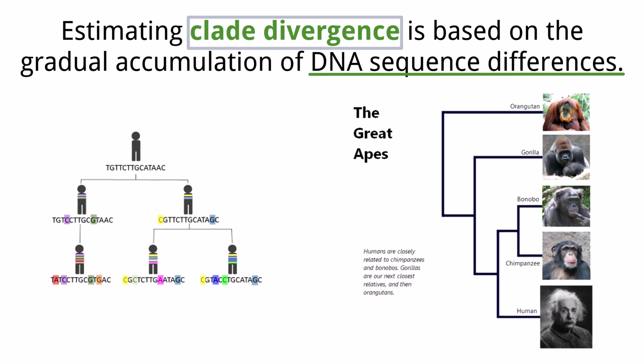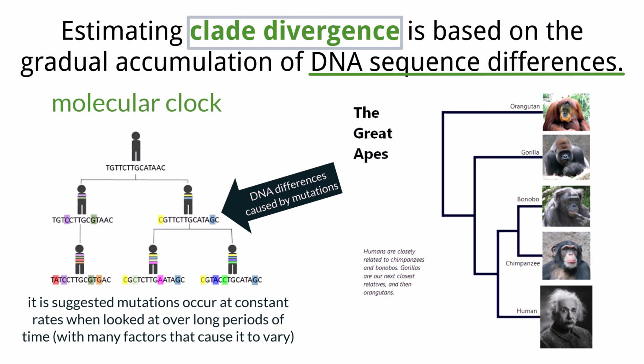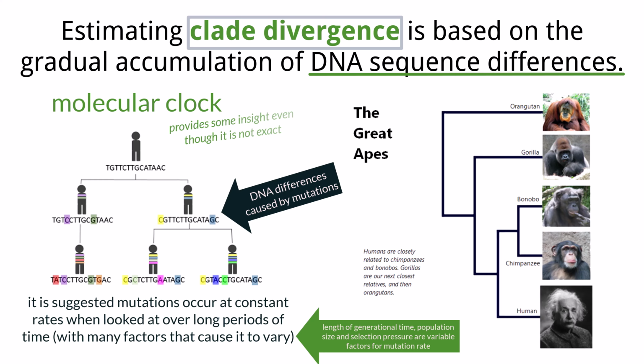To make sense of this, we need to understand that differences in DNA sequences between organisms are generally caused by mutations. And if we assume that mutations occur at a constant rate, which we have a lot of evidence for based on living organisms today, we can use DNA as a tool to go back in time, which is a method we call the molecular clock. This of course comes with a grain of salt because mutation rates are affected by the length of generational time, the size of a population, and the intensity of selective pressures and other factors. In any case, it does provide some insight as to when speciation and other events could have played out.